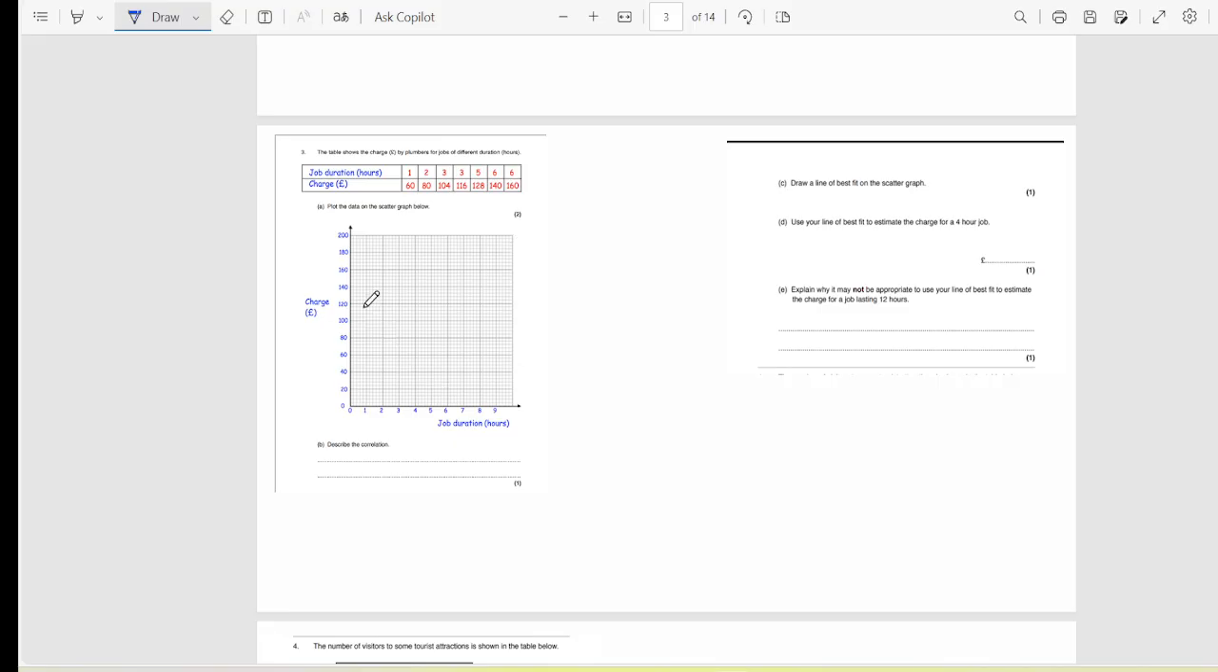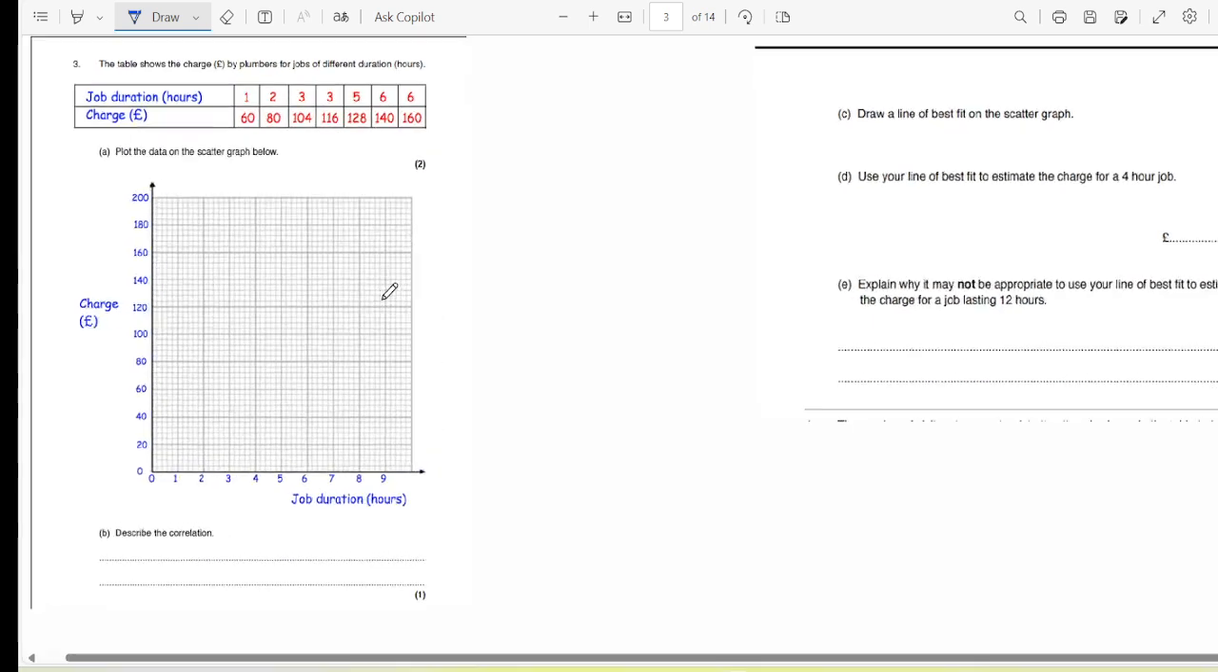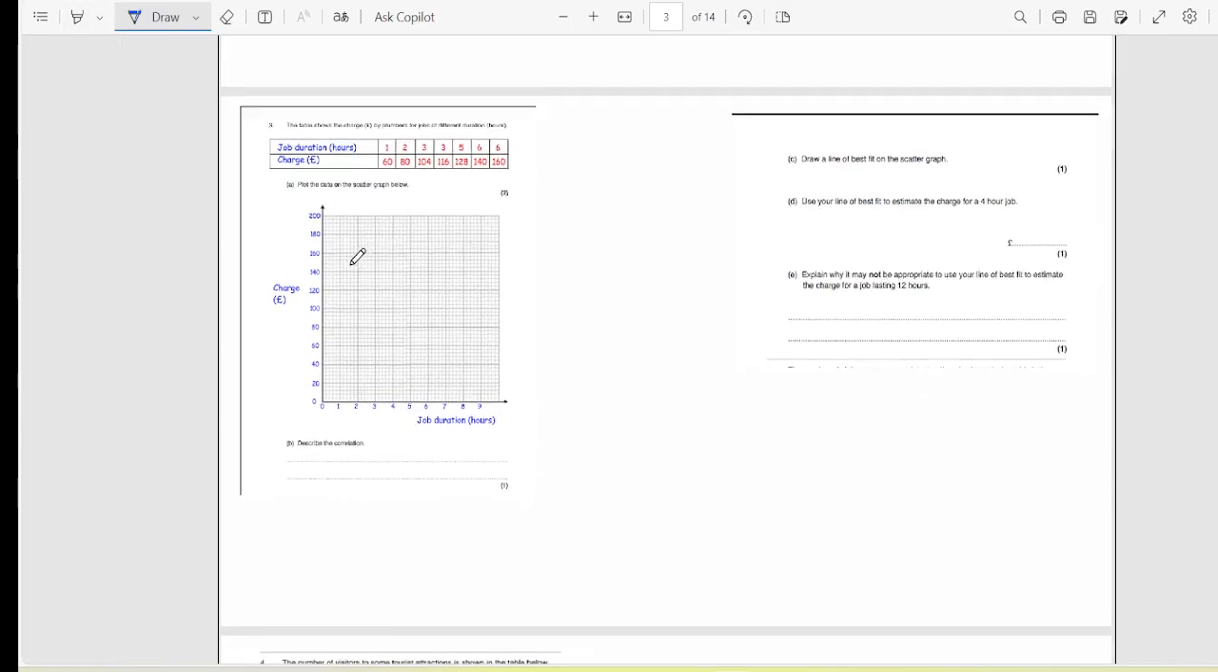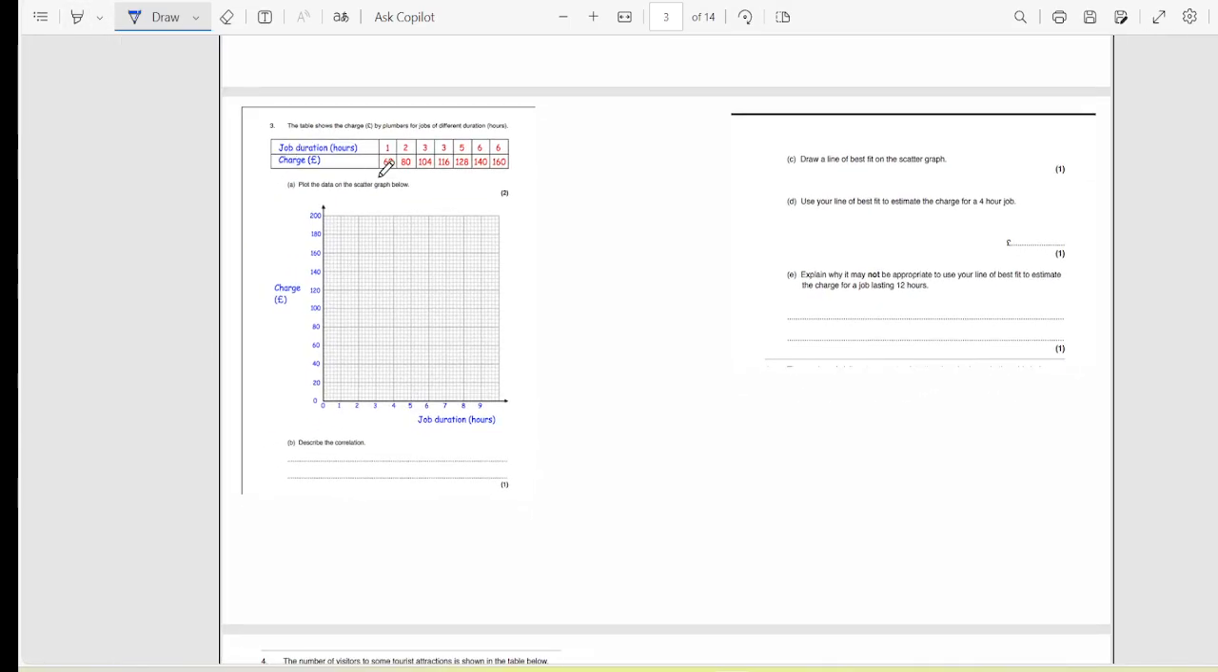So basically, let me fix my screen. Yeah, yes.